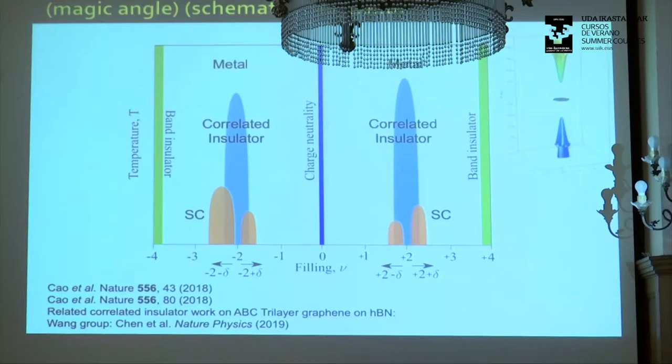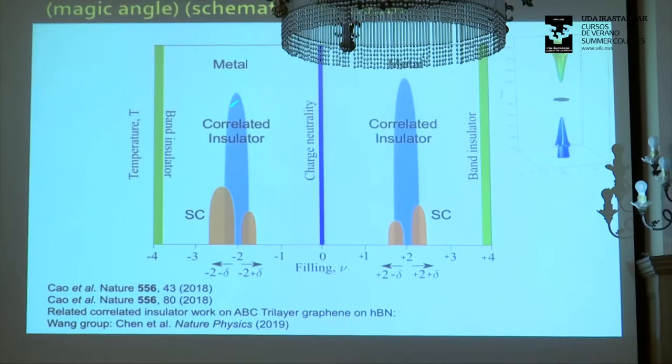Now, if you go to magic angle graphene, this is the phase diagram. This is a schematic, as of last summer, more or less. I'm now exploring my density axis, or filling factor, not filling factor like in the quantum Hall effect. I'm calling here filling nu the number of electrons or holes per moiré unit cell. Around 4 and -4, you have those large gaps, so you have band insulators. At charge neutrality, you still have Dirac behavior, and we thought we had a metal here.